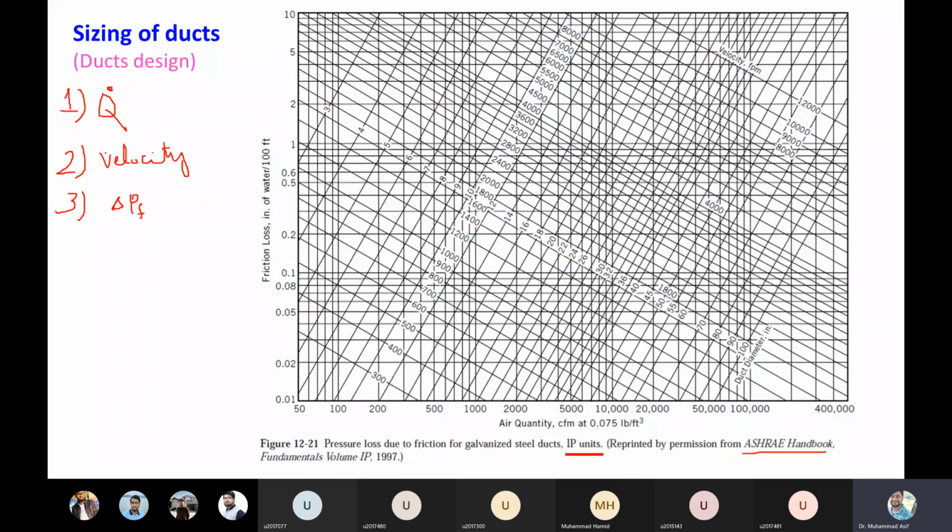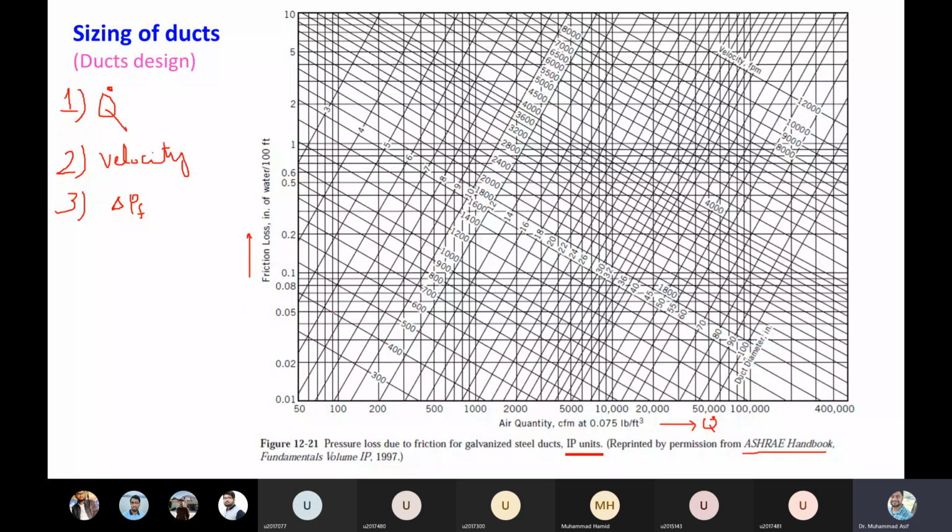As you can see in this chart, on the horizontal axis we have the airflow rate, which is obtained from the heating and cooling load calculation, whereas on the vertical axis we have the friction loss in inch of water per 100 feet of the duct length. This is the friction loss in inch of water column.